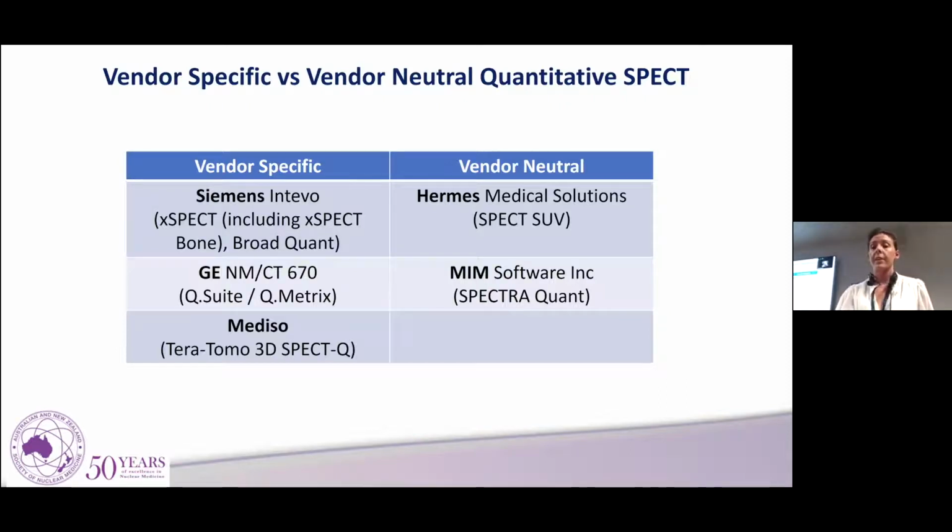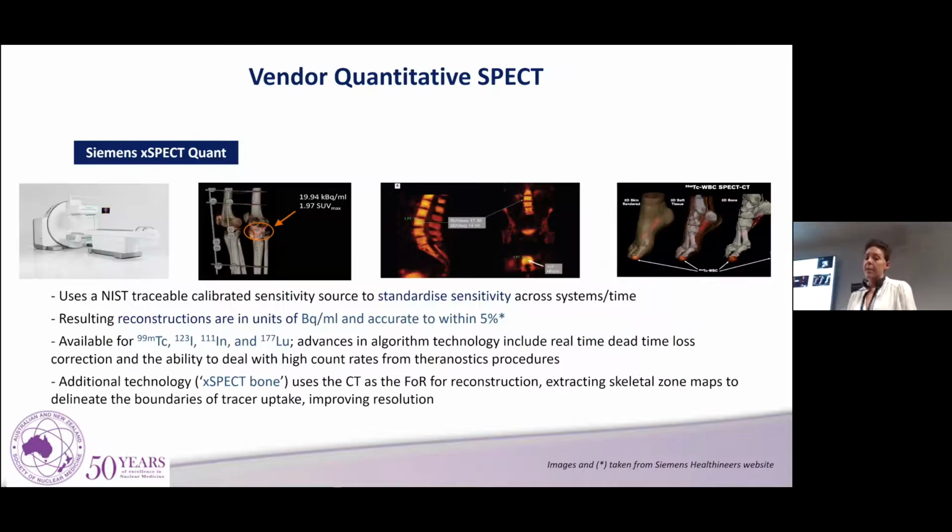Taking a little look at these in more depth, as I mentioned, in 2013, Siemens were the first to release the quantitative SPECT algorithm, and that was called the SPECT Quant. The method itself uses a NIST traceable calibration sensitivity source, and the idea here is to standardize sensitivity measurements across many different sites and systems, and of course over time as well. It's fair to say that this is perhaps not the most straightforward method for sensitivity measurements.